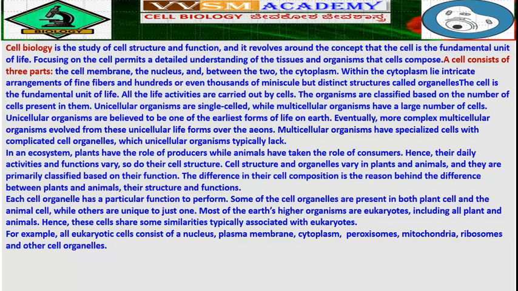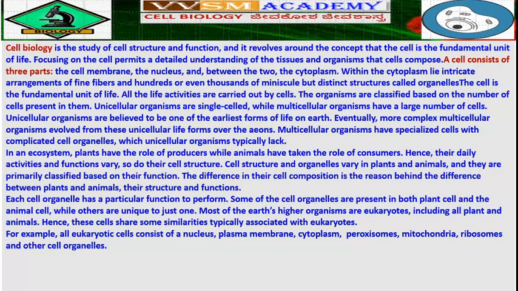Therefore, let us discuss unicellular organisms, or single cell, and multicellular organisms, with a large number of cells. Unicellular organisms are believed to be one of the earliest forms of life on Earth. Eventually, more complex multicellular organisms evolved from these unicellular life forms over the aeons. Multicellular organisms have specialized cells with complicated cell organelles which unicellular organisms typically lack. In the ecosystem, plants have the role of producers while animals have the role of consumers. In nature, production and consumption go on simultaneously and continuously in the form of a life cycle.